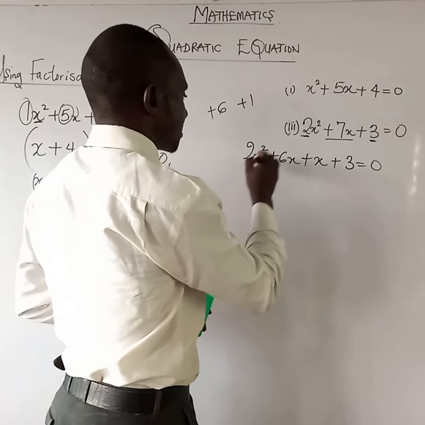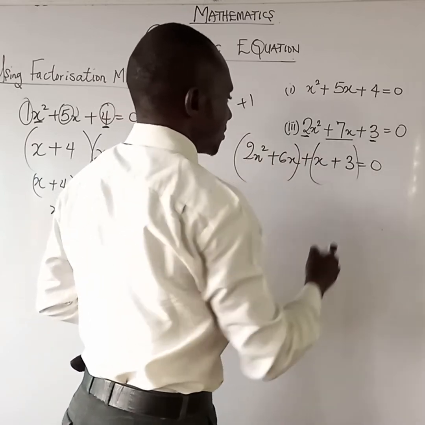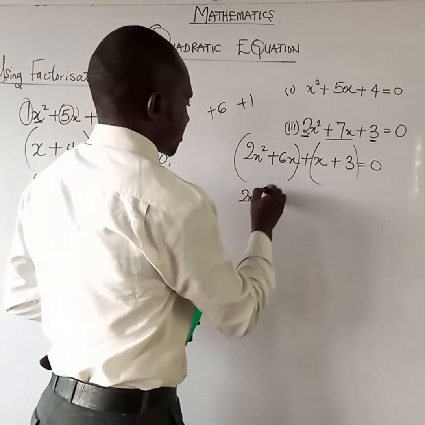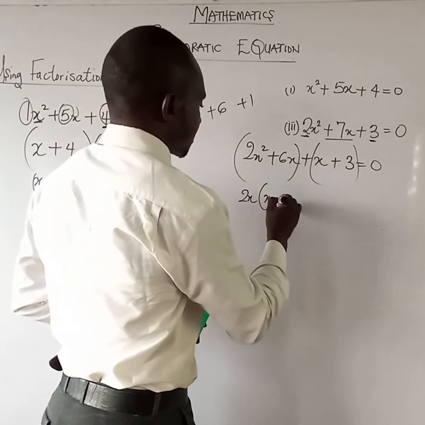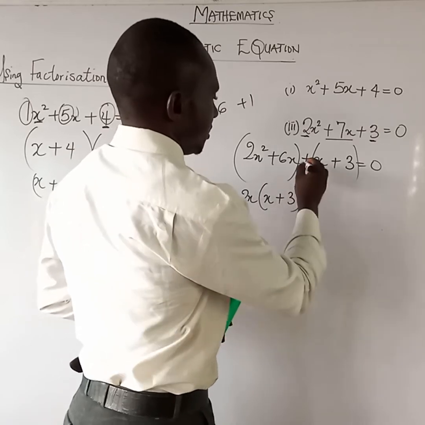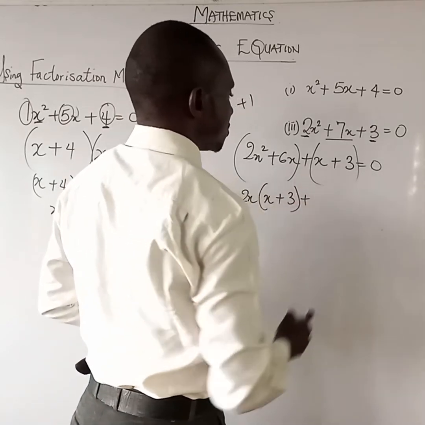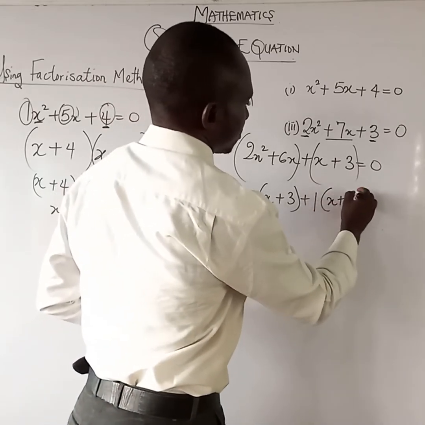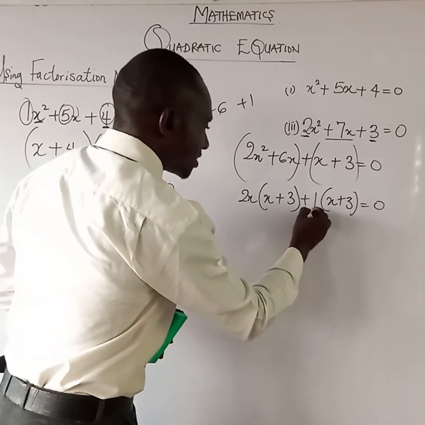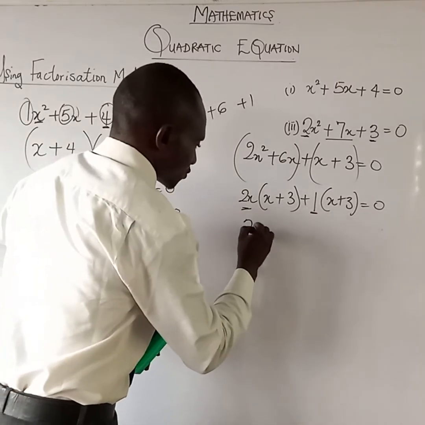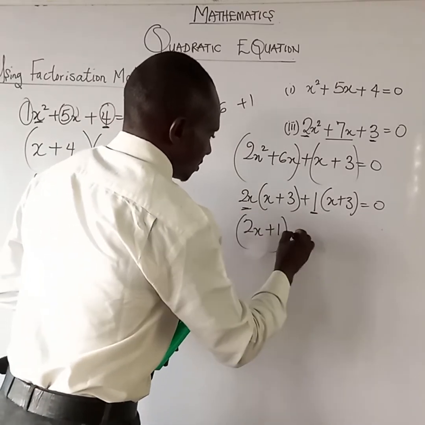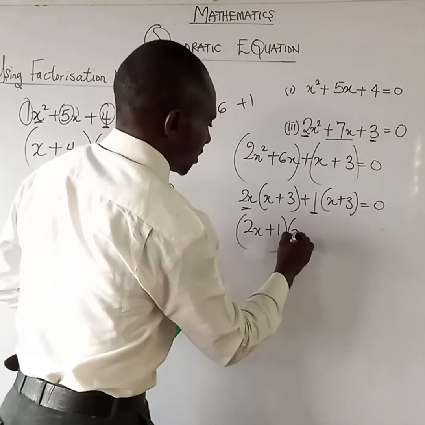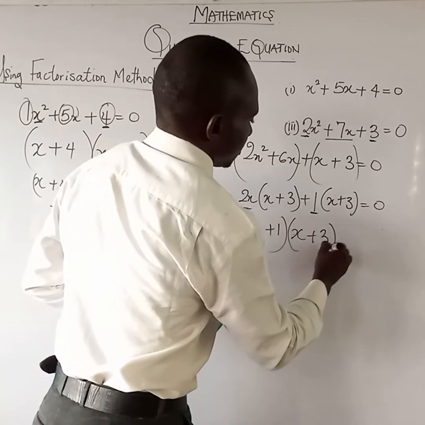So by doing that, we use our brackets to separate them. Then we have what common between these two? 2x, open bracket, the leftover is x plus 3. Then we have plus, what common between this x and plus 3? That is 1. We have x plus 3 equals 0. So bring these two factors together. We have 2x plus 1. Then pick 1 out of the 2 because they are the same thing. So we have x plus 3 equals 0.